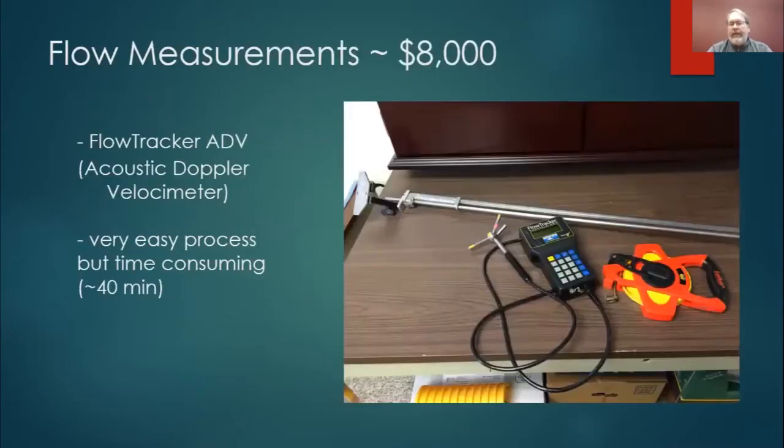Okay, so what do you need to take a flow measurement? Well, the industry standard is a FlowTracker. It's an acoustic Doppler velocimeter, or velocity meter, and it's about $8,000. And honestly, it's probably a little bit more than that, maybe closer to $9,000 today. It's very easy to use, but it is time consuming. So for every measurement you take, every stream location, every sample that you take, it'll take you about 45 additional minutes to collect a flow. So just take that into consideration.